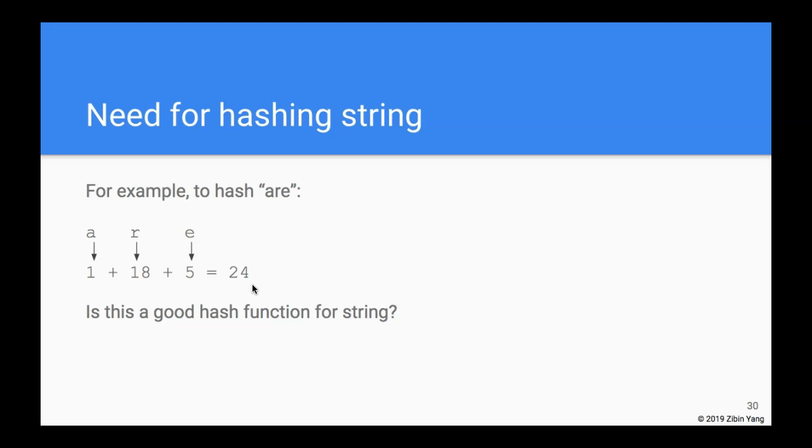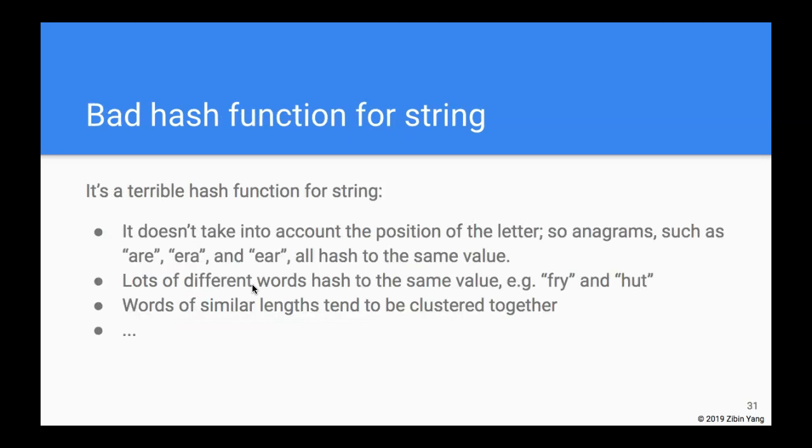Now, is this a good hash function? Well, as it turns out, it's terrible. The biggest problem is that it does not take into account the position of a letter. For example, anagrams, which are just strings or words with the same letters but rearranged. The words R, era, and ear all have the letters E, A, and R, and all of these will hash into the same value. So you're going to have lots of collisions.